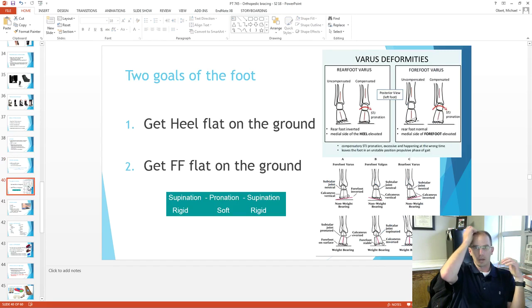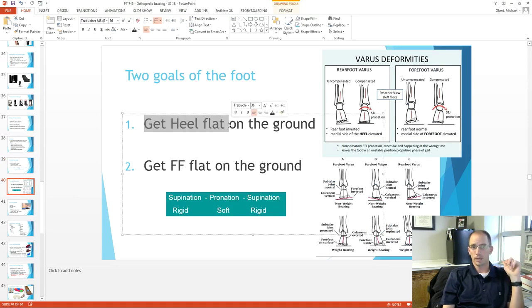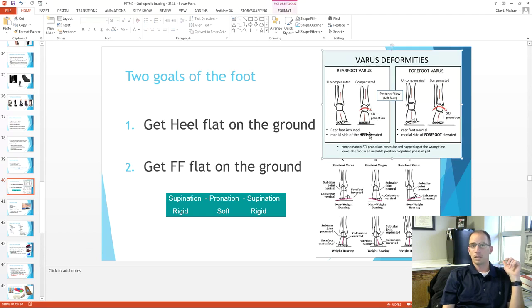Okay, so our goals really with providing a foot orthotic for our patients are really the 2 goals of our foot. So we want to get the heel flat on the ground. We want to get the forefoot flat on the ground. Okay, so if we look over here, we're looking at some of the deformities you're going to see. We're going to look at rear foot varus and rear foot valgus. Rear foot varus is much, much more common. Rear foot valgus really only occurs in the neurologic population for the most part.